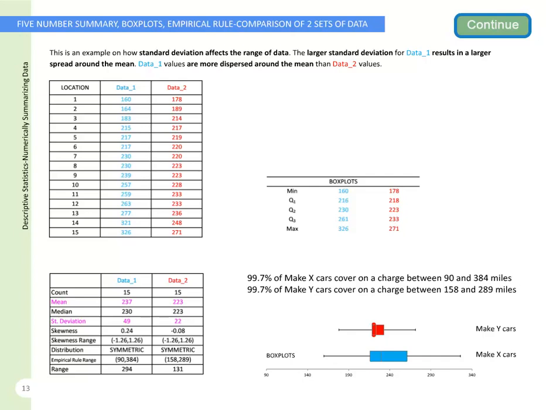Interpreting the box plots, I can say the two groups of data are approximately symmetric. The median for Make X cars is larger than the median for the Make Y cars. That means that a typical electric car of Make X runs more mileage on a single charge compared to a Make Y car. Is this a good thing about Make X?